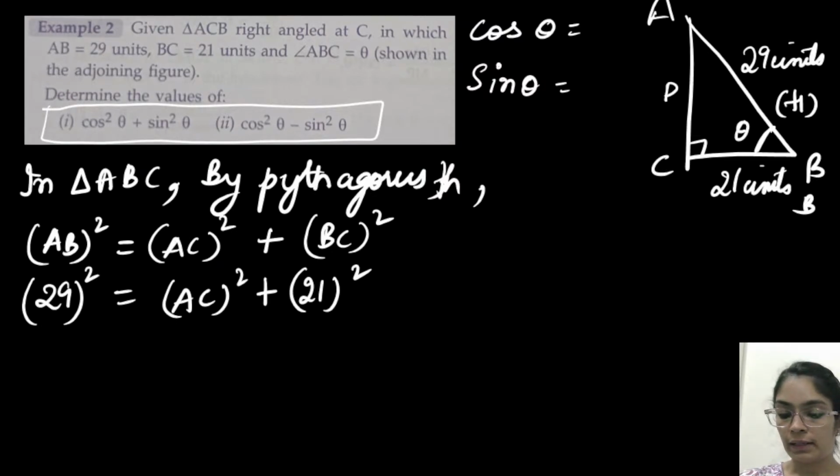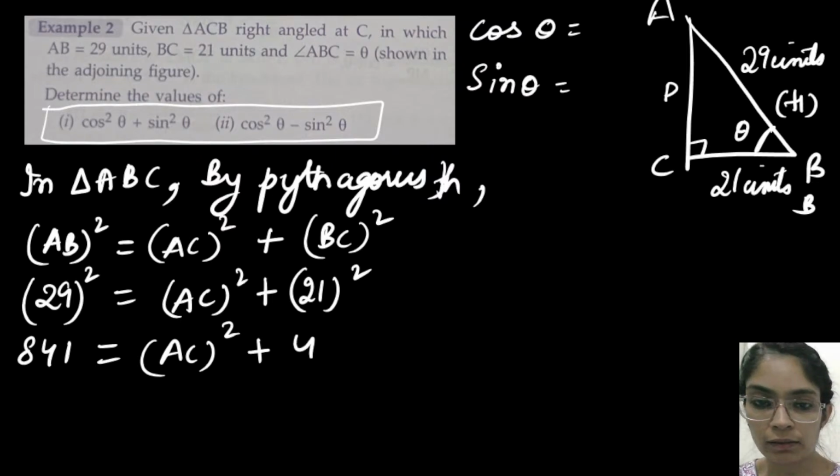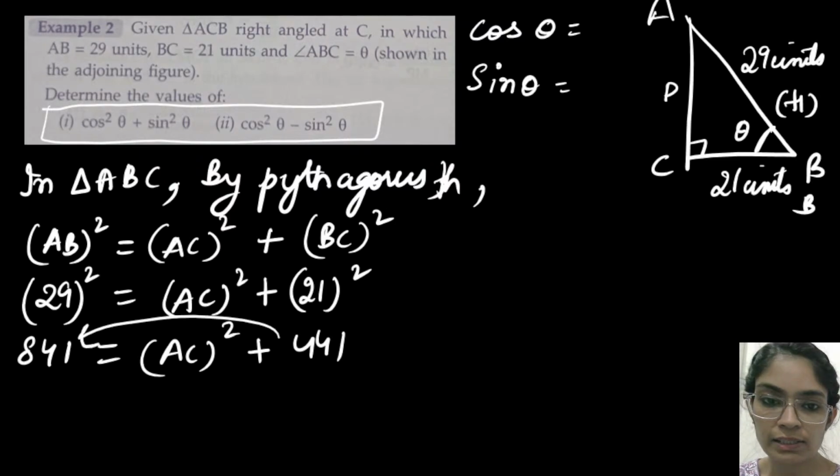Yashwardhan has given the answer. Okay, what is the square of 29? Squares you should know from 1 to 30. 841. Good. I hope you haven't solved it with a calculator. So 841 is equal to AC square plus 21 square. What is the square of 21? 441. Good.